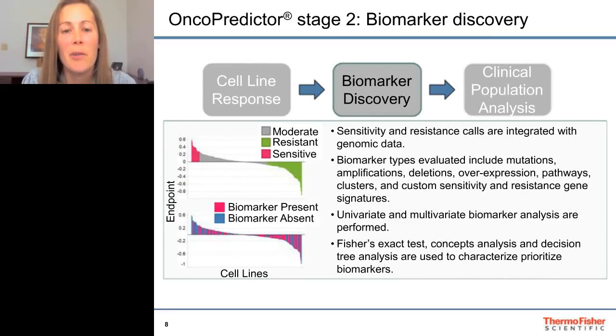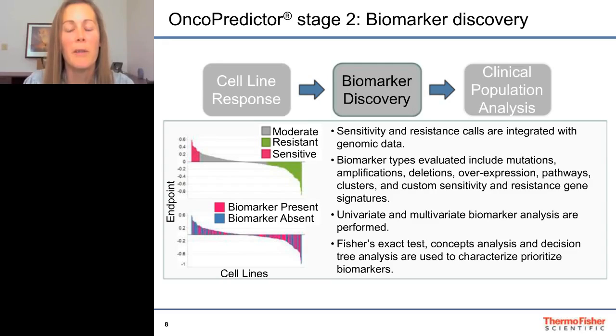Moving on to phase 2 of the OncoPredictor analysis, this is where we would integrate the genomic data of the cell line panel with the sensitivity and resistance calls that we've made in phase 1 and come to alignment with our client. We evaluate a number of different biomarker types within this phase 2. They include mutations, amplifications, deletions, and a number of different expression-based aberrations, including our custom sensitivity and resistance gene signatures, which I'm going to highlight in the talk today. So on the next slide, I actually am going to describe to you in detail how we derive these signatures.